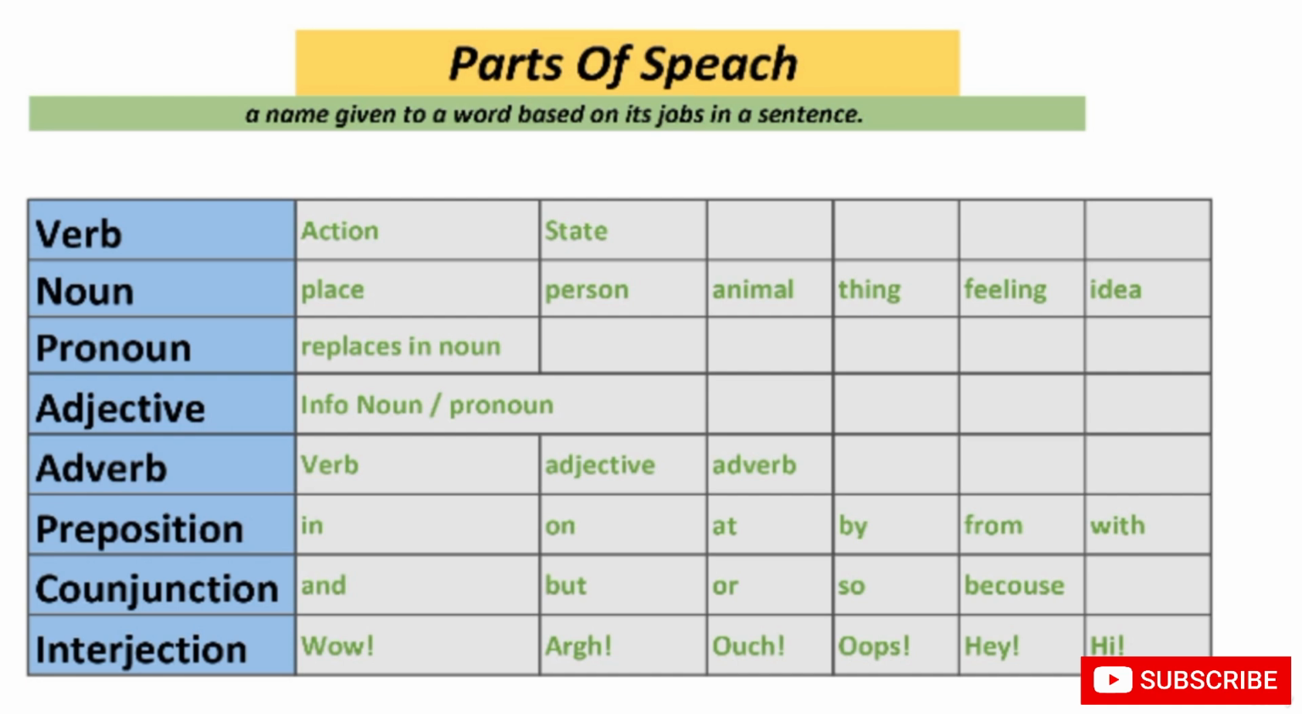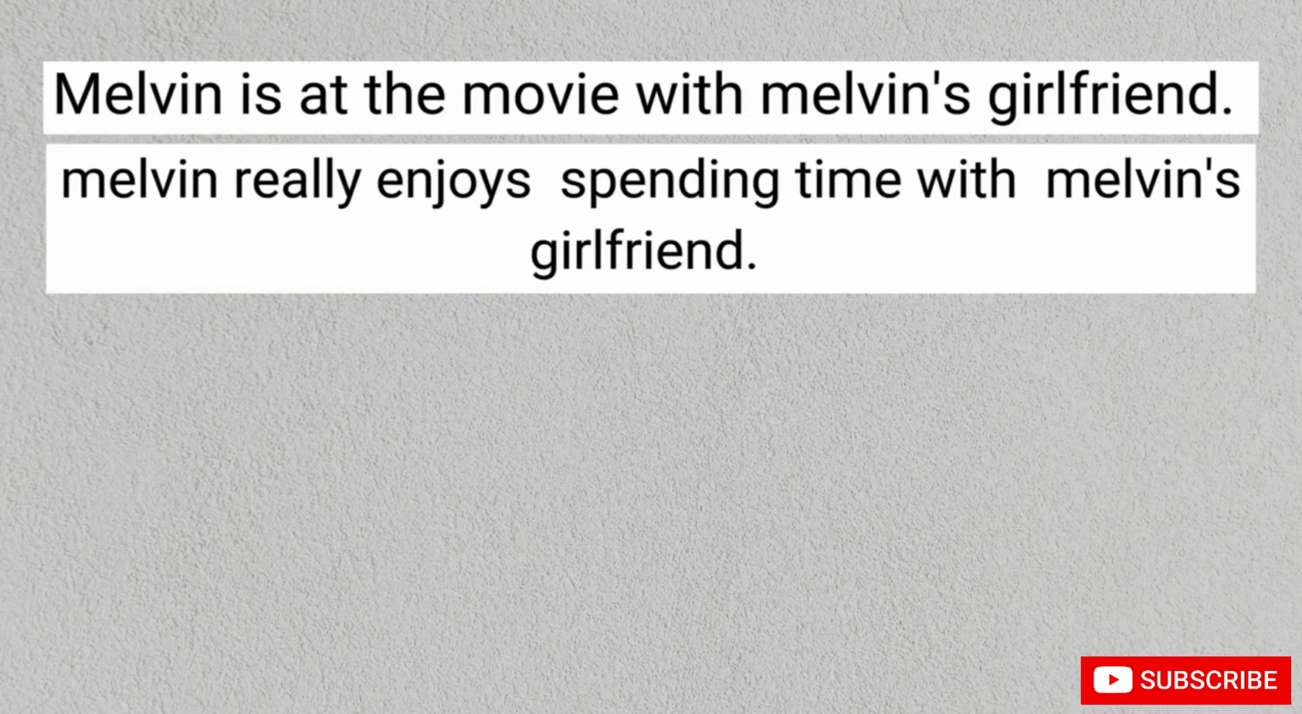But you might ask, why should a pronoun do that? Well, take a look at this sentence. Melvin is at the movies with Melvin's girlfriend. Melvin really enjoys spending time with Melvin's girlfriend. Now, of course, that sounds really stupid. And that is because, can you tell me why? Can you tell me what the problem is in that sentence?